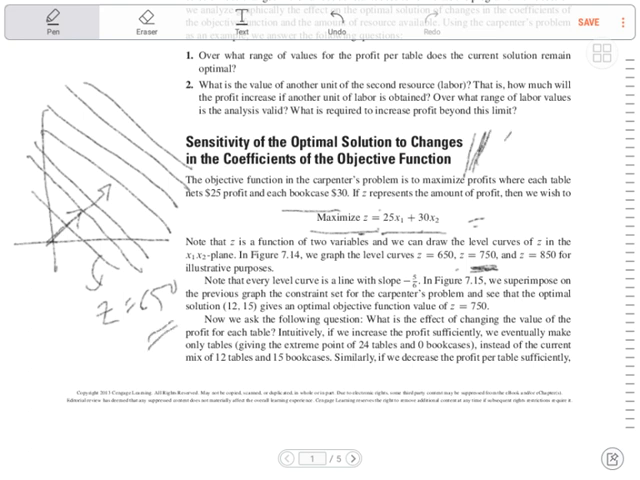Okay, what is the effect of changing the value of the profit for each table? So we have considered, okay, we will change the profit for each table. That means we are going to change this 25. This 25 now will be replaced by some certain value, C. Okay, so let us see how they are doing it. And we eventually make only tables giving the extreme point of 24 tables and 0 bookcases instead of the current mix of 12 tables and 15 bookcases.